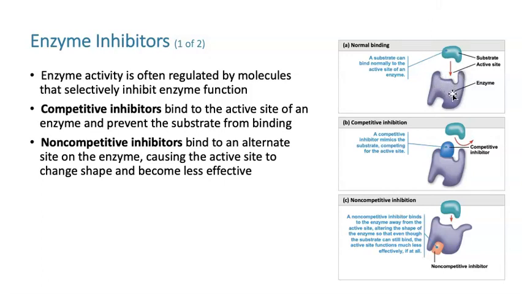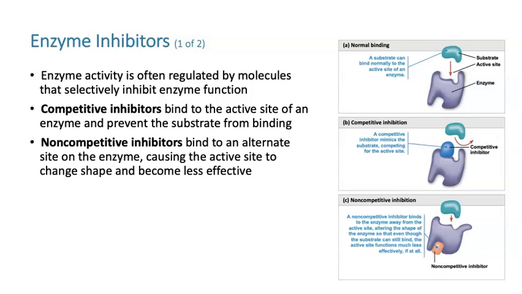So here's your enzyme, here's your active site, there's your substrate, and normally that would fit just in there really, really nicely, and the chemical reaction would happen. When you've got a competitive inhibitor, that little inhibitor binds to the active site, and that doesn't allow our substrate to bind on. So the substrate can't bind onto that active site, and that means that the chemical reaction is not going to happen.